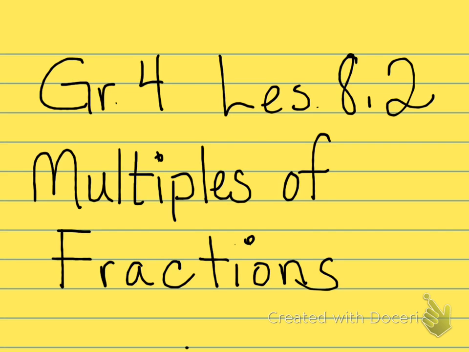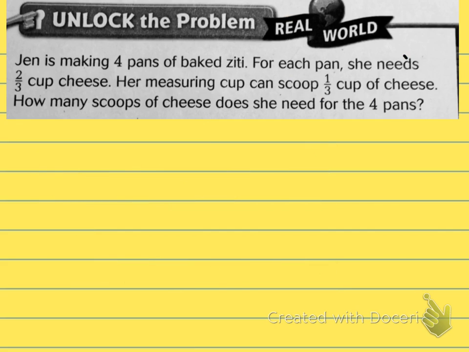Let's start with a problem. We're going to go ahead and unlock the problem. So let me read it for you. Jen is making 4 pans of baked ziti. For each pan, she needs 2/3 cup cheese. Her measuring cup can scoop 1/3 cup of cheese at a time. How many scoops of cheese does she need for 4 pans? We're getting a little more complicated. So let's see if we can create a model to help us.